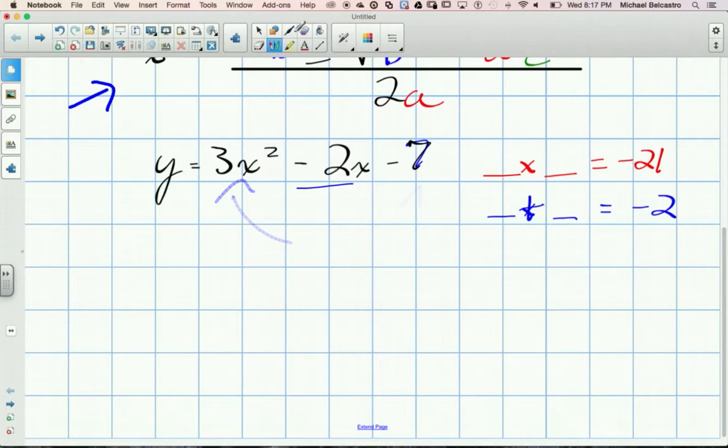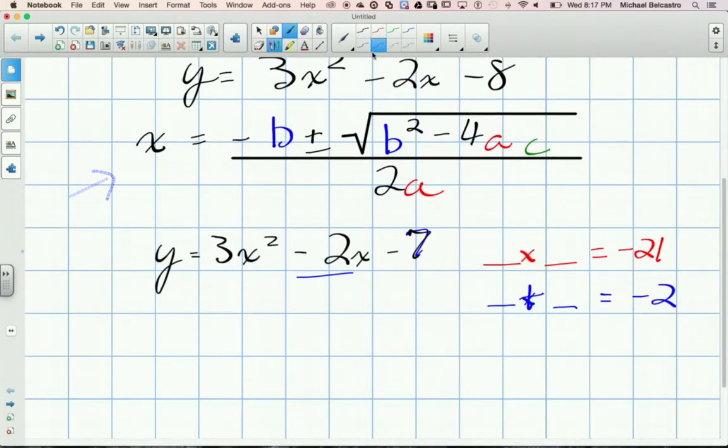It'll tell us what the x-intercepts are when y equals 0. The only things we need to know are where our a is, and this is our a. I've already underlined our b, and this would be our c value. If we know those three, we can then plug them into the quadratic formula from above.